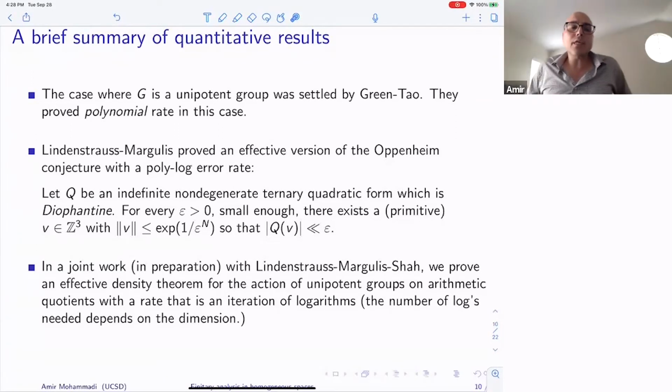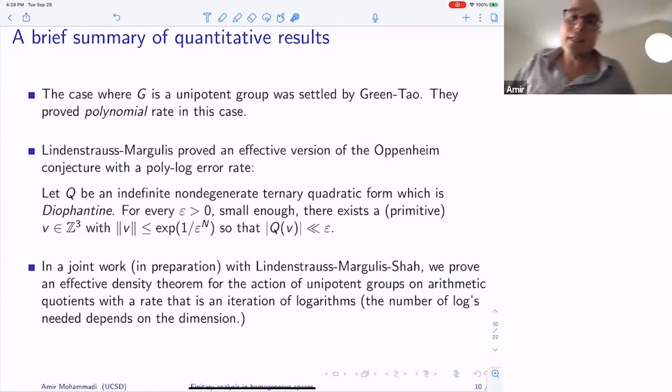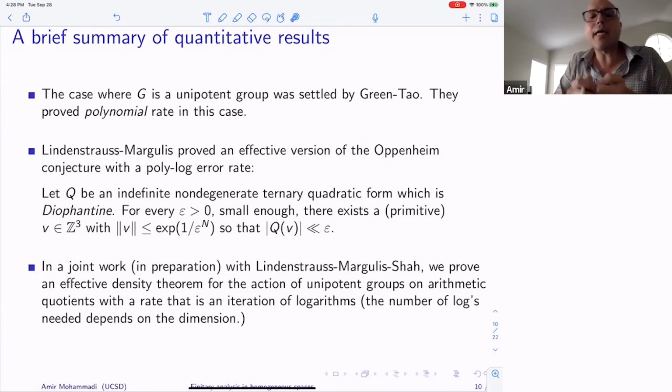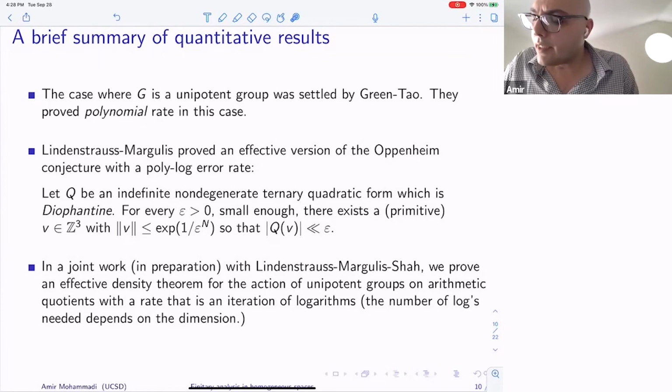So following these general ideas, trying to effectivize existing proofs is tedious, difficult work, and the rates you obtain are quite poor. This is an ongoing work joint with Lindenstrauss, Margulis, and Shaw, where we proved a complete analog of the statement that I wrote, but unfortunately with a rather poor rate. It's an iteration of log where the number of logs depends on the mesh. But for several applications, you are interested in rates which are good, in the sense that they are polynomial.